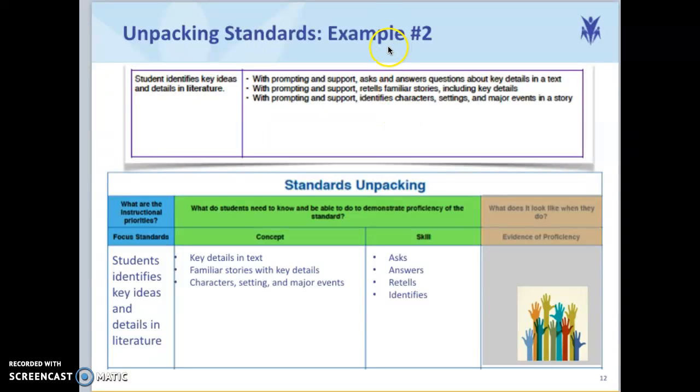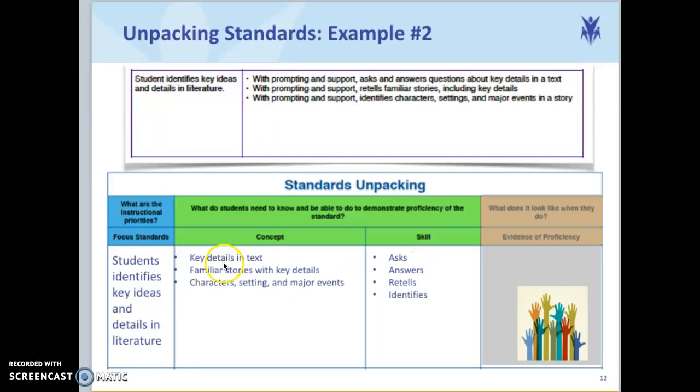Here, let's do another example. Here is our focus standard. A student identifies key ideas and details in literature. And then we see with prompting and support, asks and answers questions about details in text, retells familiar stories, identifies characters. So here we have the concepts, and then we have the skills, the verbs: asks, answers, retells, identifies.